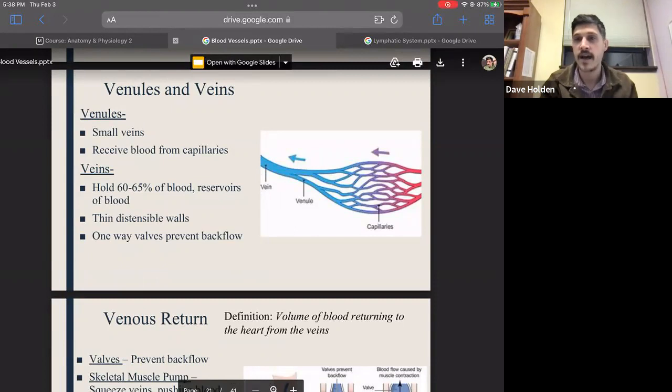Veins at any given time are holding well over half the blood in your body. It's more than half the blood in your body on its way back to the heart. They have very thin walls, and the word on the slide is distensible, meaning they can bulge. You can bend them and move them around. Now they need to, because they're holding blood.